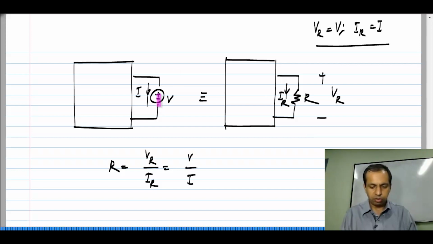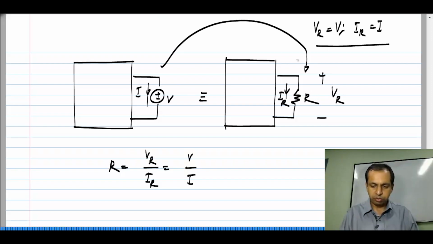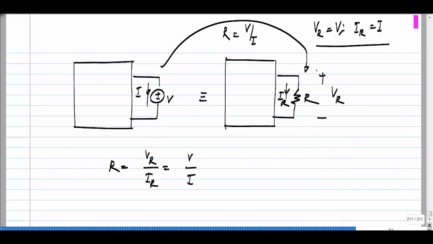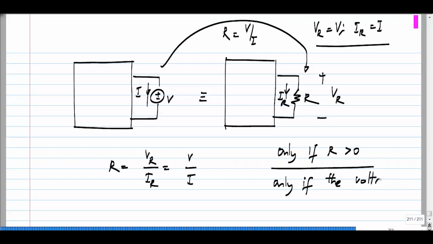So, when I substitute a voltage source with a resistor, I have to substitute with a resistance whose value is V by I, where V is the value of the voltage source and I is the current through the voltage source with the appropriate sign convention, the passive sign convention. And again, we will say that this has to be done only if R is greater than 0. So, that means that only if the original voltage source was dissipating power.